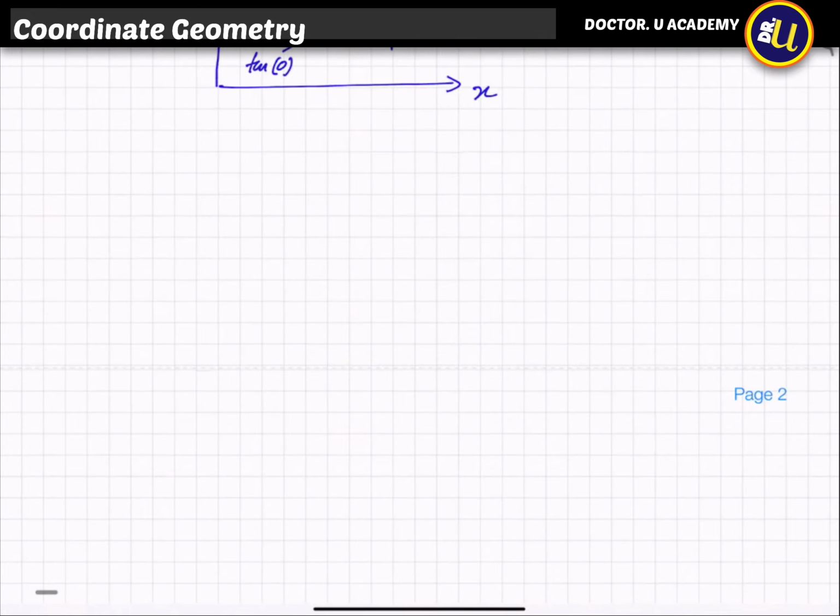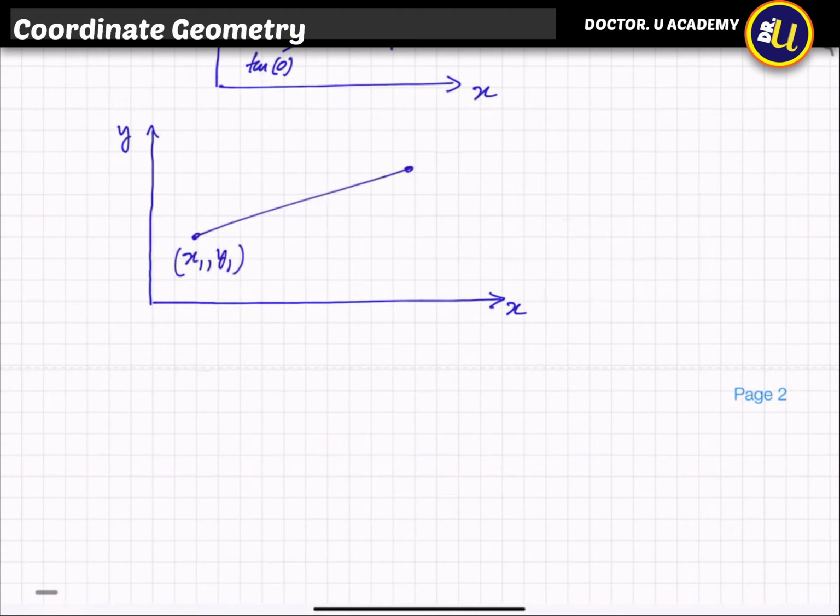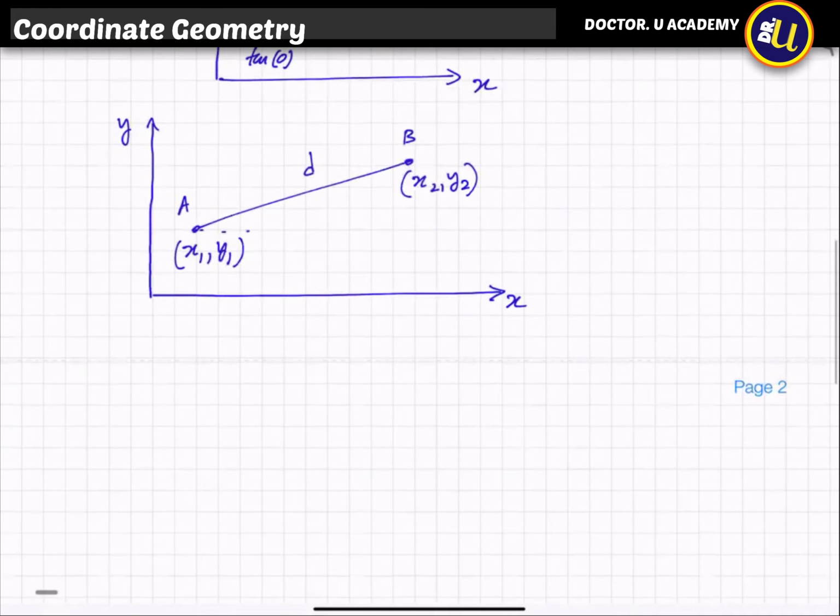Okay, so now we will learn how to find the distance, the length of a straight line. Suppose we have 2 points here, x1, y1, and the end point would be x2, y2. We need to find this d. D means the distance of this line, A to B.